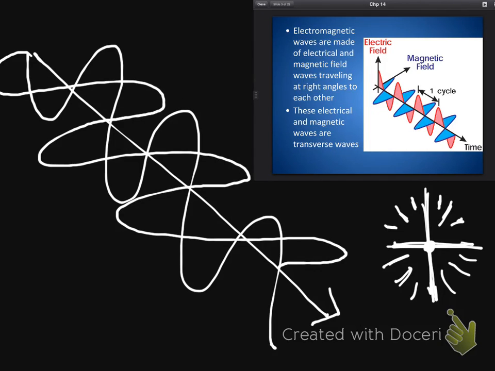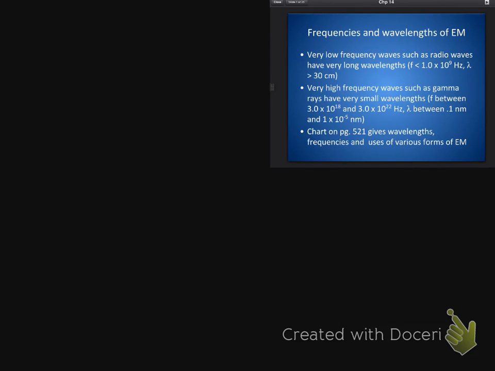So this is our electromagnetic wave. They are transverse waves. These are not compression waves like we talked about with sound. And they're traveling at right angles, so we have 90-degree angles in there. Kind of weird looking, kind of strange to get your mind around, but there it is.